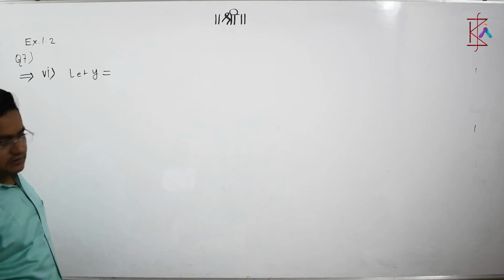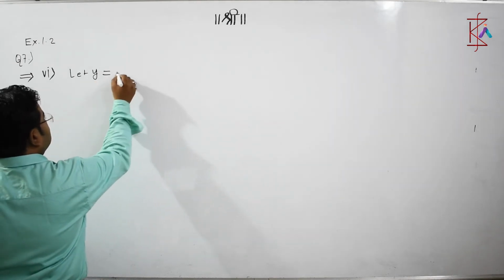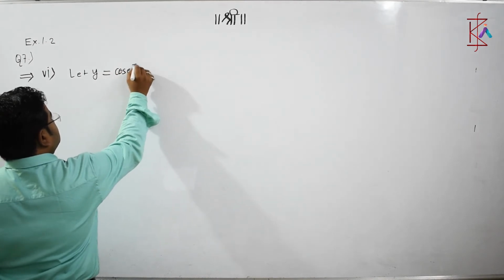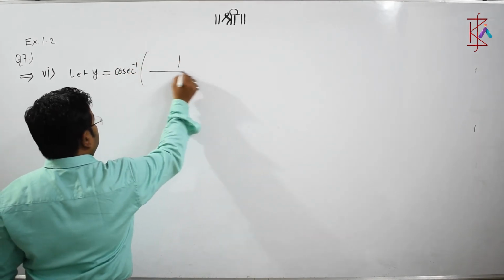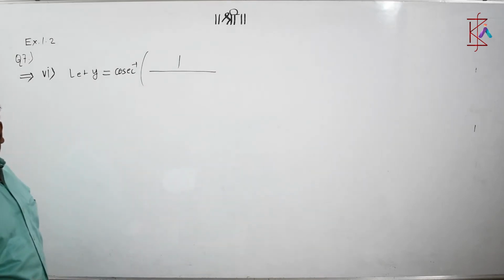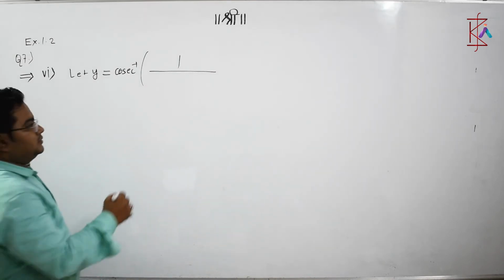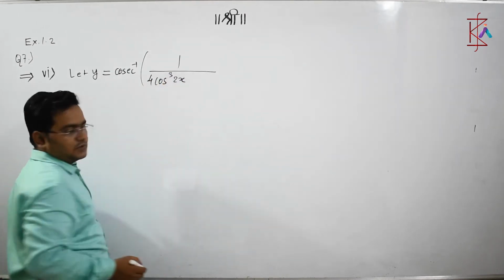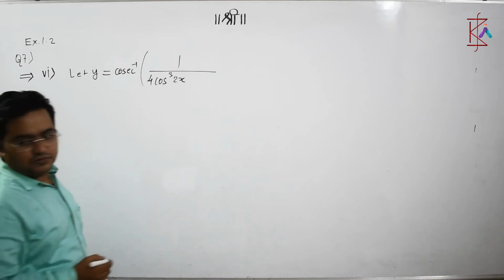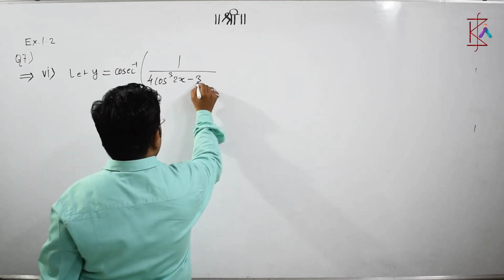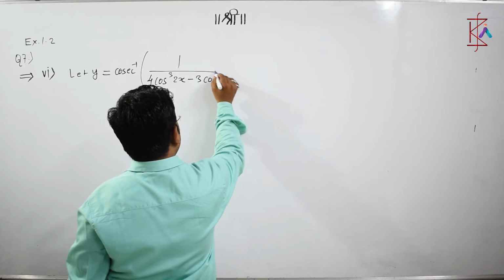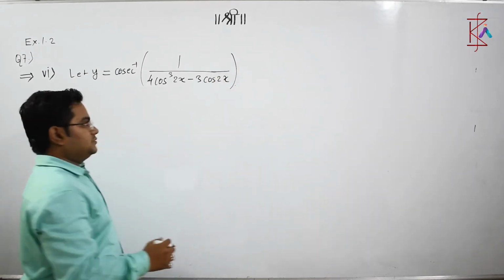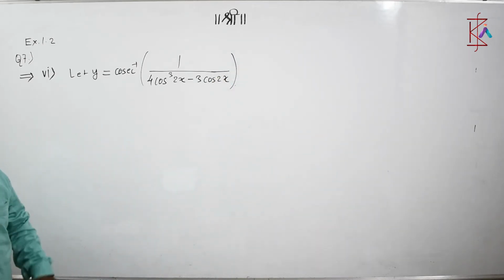Let y is equal to cosec inverse of 1 upon (4 cos cube 2x minus 3 cos 2x). Now look at the situation, how beautiful it is. Here we need to handle so many quantities simultaneously.